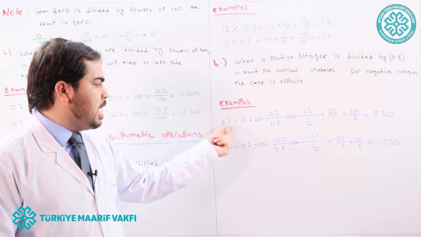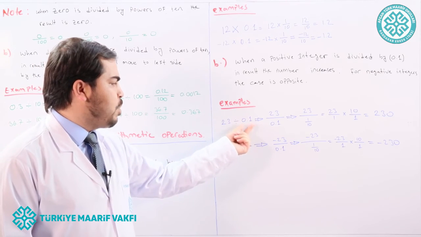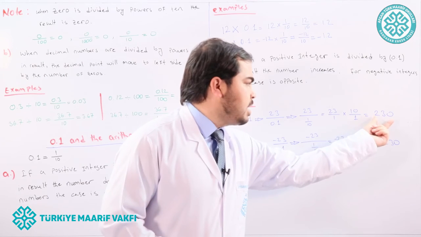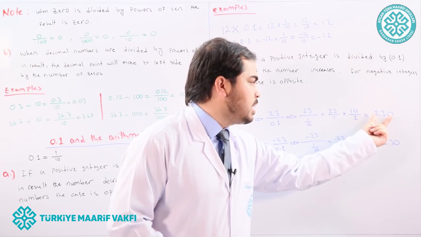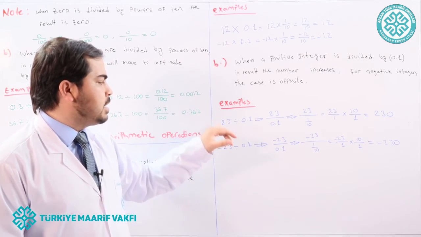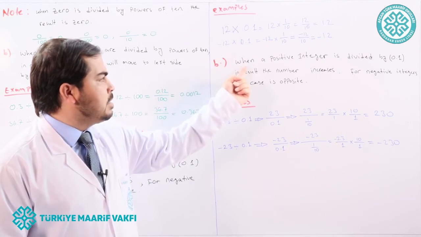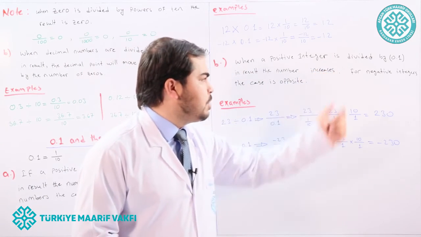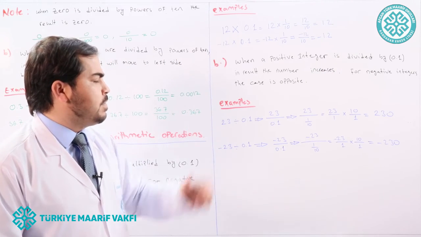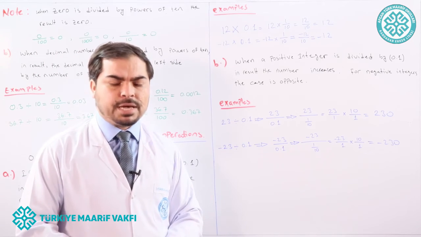So if you see here, we had 23 and we divided it by 0.1. This is a far lesser number. And the result we got is 230, which is 10 times more than 23. Means if you multiply 23 by 10, it will become 230. So here they were telling us that if you divide a positive integer by 0.1, the result will increase or get bigger.